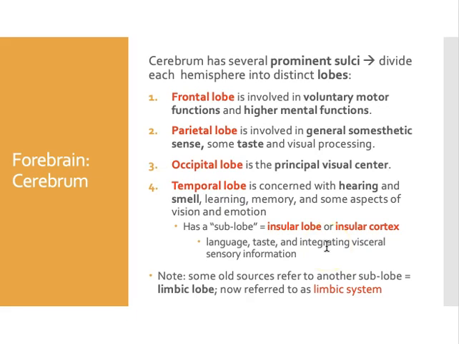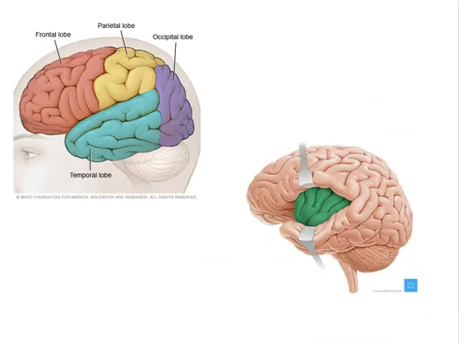Some source materials also refer to the limbic system as a lobe, but that language is rarely used now. Instead, we refer to it as the limbic system. On this slide, we can see a drawing of these lobes as they lie within one of the cerebral hemispheres.